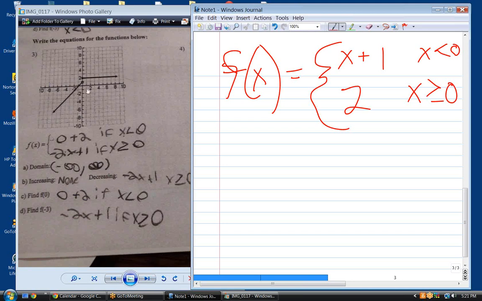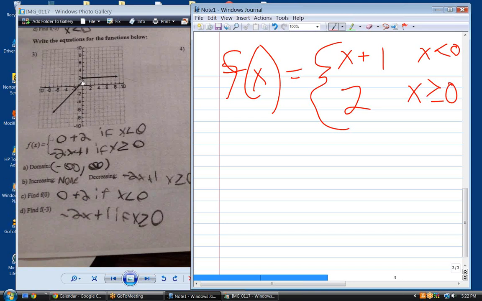Increasing. Where is this whole thing increasing? It's increasing at, sorry, if x is greater than 0, I mean less than 0. Wherever x is less than 0, this function is increasing. Even if I go out to x is minus 1,000,000, it's way down here, but it's increasing. It's increasing all the way from negative infinity to 0.